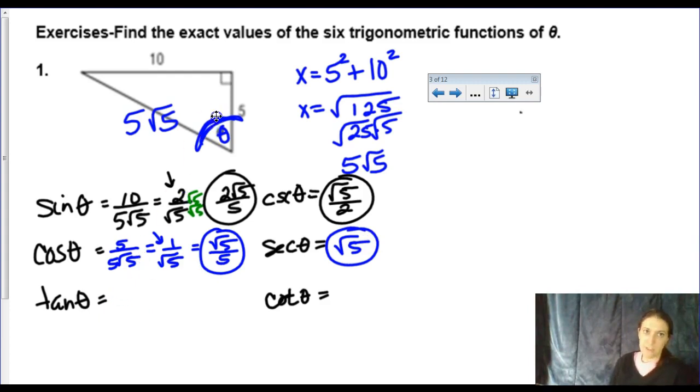Tangent. Tangent has a couple of formulas, but the easiest one for right triangle trig is opposite over adjacent. So opposite over adjacent, better known as dos. Cotangent would be uno over dos.